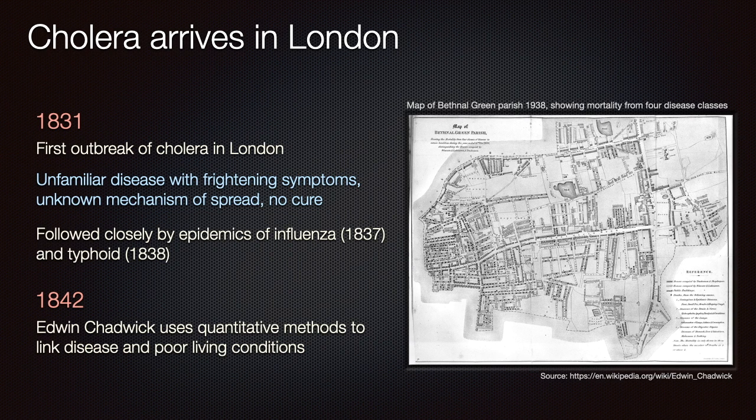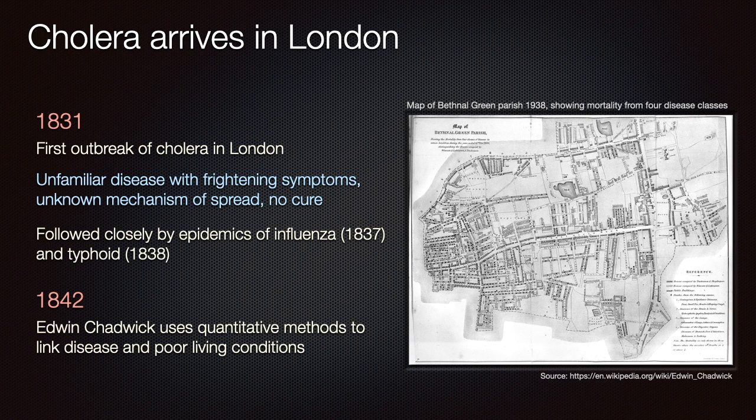In this slide, we're looking at an example. This is a map from 1938 of the Bethnal Green parish or neighborhood of London. This map shows the mortality from 4 distinct disease classes. It overlays disease mortality with geographic location as well as employment, which is a proxy for living conditions or financial status.